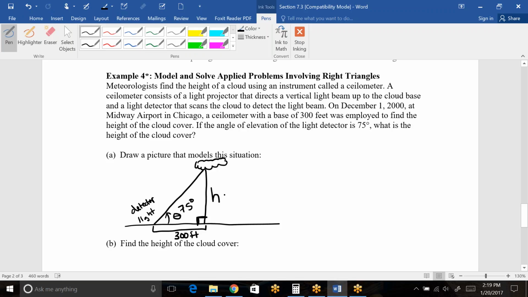So it looks like we have opposite to our angle, and we have adjacent to our angle. Here's our theta right here, and that sounds like TOA, because that's opposite over adjacent. So we're going to use tangent of 75 degrees equals the height that we're looking for over the length of that adjacent piece. So to solve for this, we need to multiply both sides by 300.